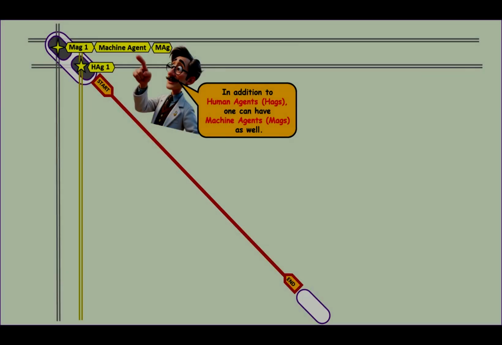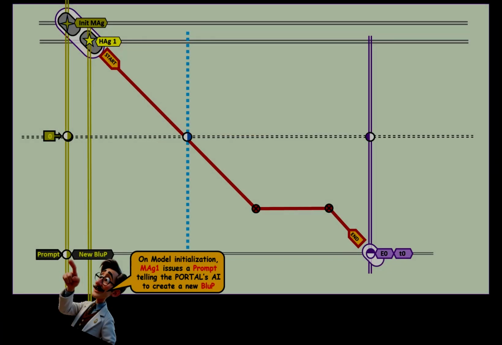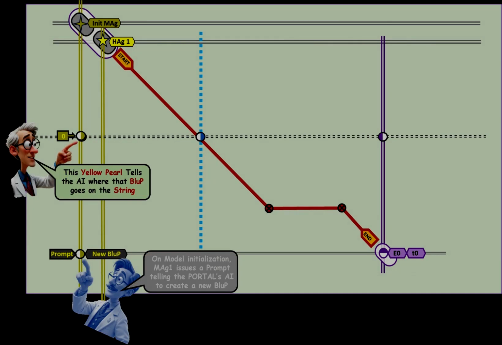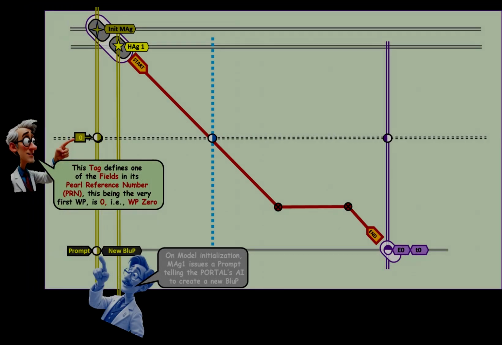In addition to having human agents, HAGs, one can have machine agents, MAGs, as well. On model initialization, MAG1 issues a prompt telling the portal's AI to create a new blue pearl. This yellow pearl tells the AI where that blue pearl goes on the string. This tag defines one of the fields in its pearl reference number, PRN, this being the very first white pearl, is 0, that is, white pearl 0.